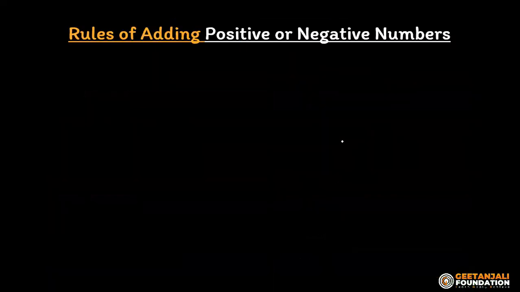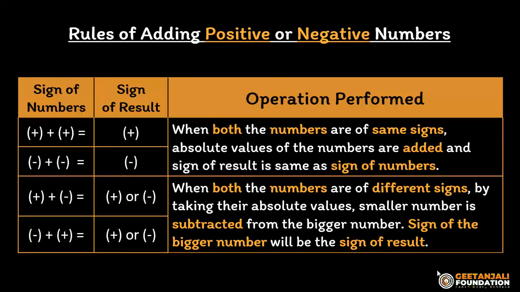Now next is the rules of adding positive or negative numbers. When you add two numbers, both the numbers may be positive, both the numbers may be negative, or they may be of different signs. If both the numbers are of the same sign, both positive or both negative, you simply take their absolute values and add them. Then put the sign of the numbers. For example, if both the numbers are positive, put the plus sign before the result. If both the numbers are negative, put the negative sign before the result.